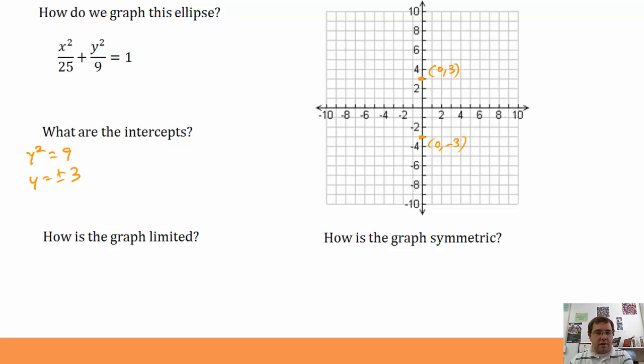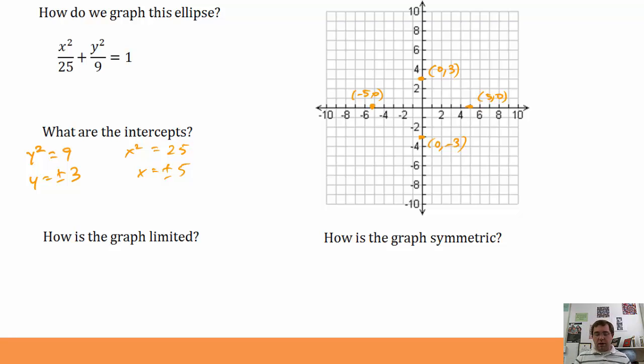What happens when y is 0? Well, that will just leave me with x squared over 25 equals 1, or x squared equals 25. So x equals plus or minus 5. There are two x-intercepts. One at positive 5, 5 comma 0, and one at negative 5, negative 5 comma 0. This has four intercepts, two x-intercepts, two y-intercepts.